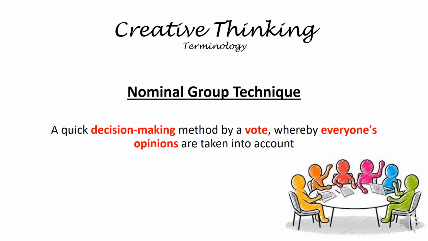So if the majority of people vote for solution A, then solution A is going to be the one that we choose. So in the nominal group technique, the group is presented with different solutions, and they have to vote for the solution that they think is going to be best. Everybody gets a vote, and the majority vote obviously will determine the solution that we will implement.